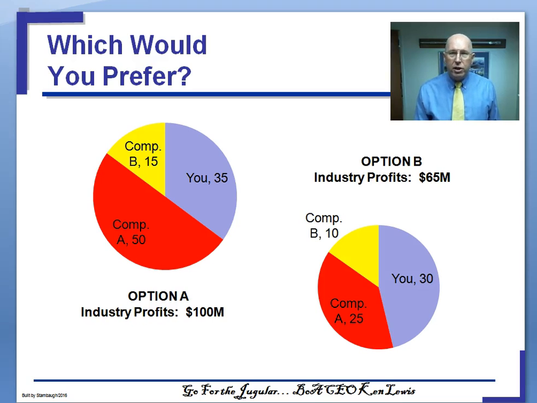So the question is, what would you prefer? Would you prefer option A, where you can see you are number 2 in the industry? The total industry profit pool is about $100 million. You have 2 other major competitors. Competitor A is outperforming you significantly with $50 million in profits, and competitor B is significantly underperforming you with only $15 million in profits. And we're going to assume that you're relatively equally sized competitors.